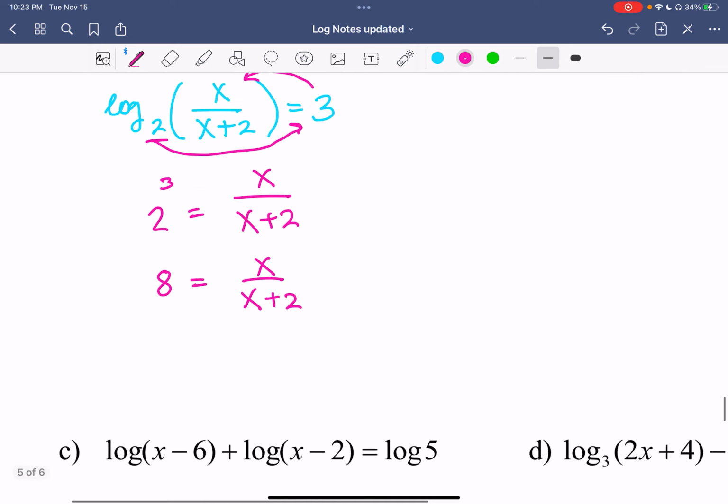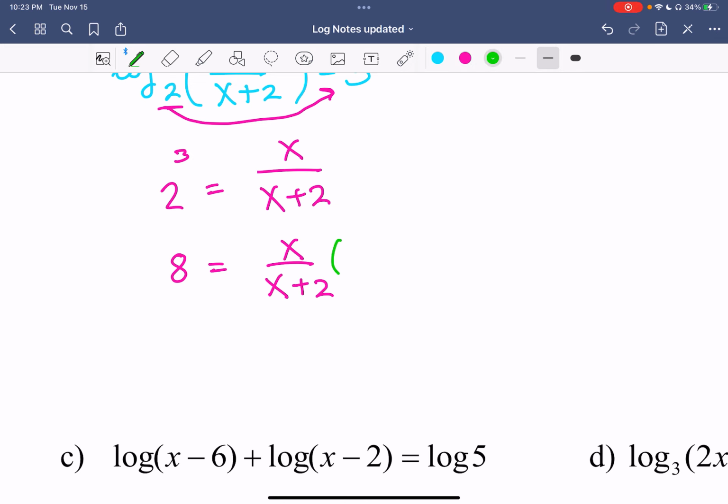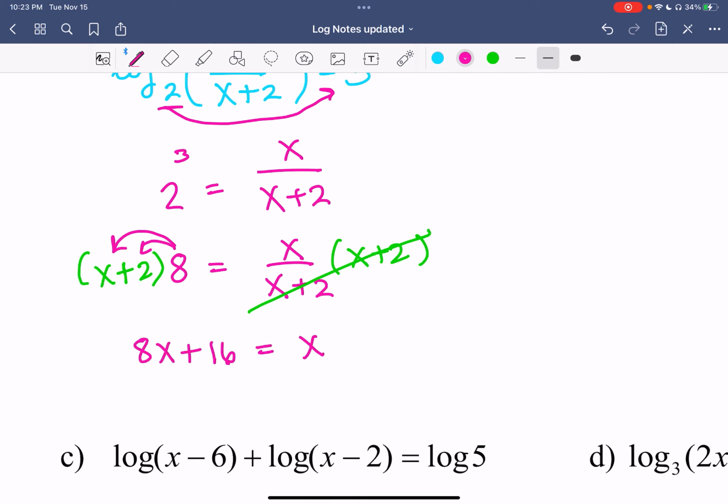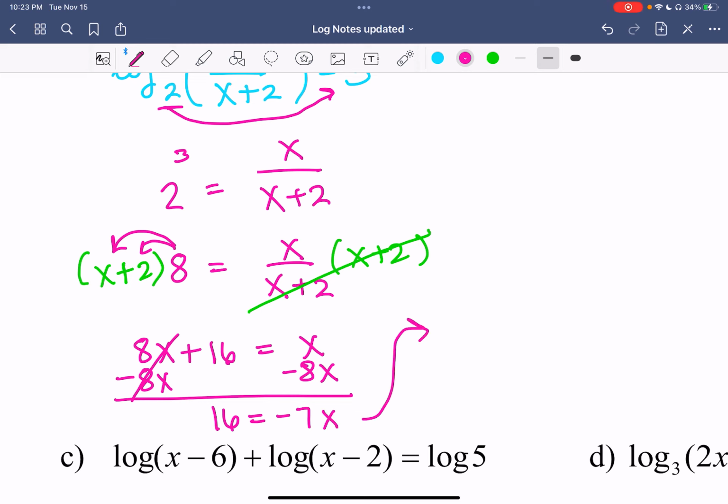Okay. If you recall, to get rid of a fraction, you multiply both sides by the denominator, and that cancels this out. Now on this side, you're going to have to distribute the 8. So you have 8x plus 16 equals x. We're trying to get x by itself. Right now we have an x on either side, so I'm going to try to get the x's on the same side. I can subtract 8x. So I have 16 equals negative 7x. And if I divide by negative 7, then x would be equal to negative 16 over 7.